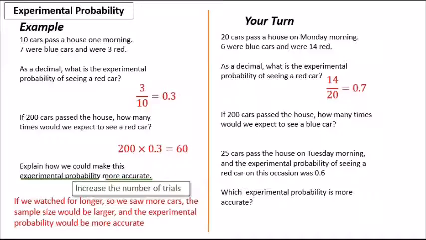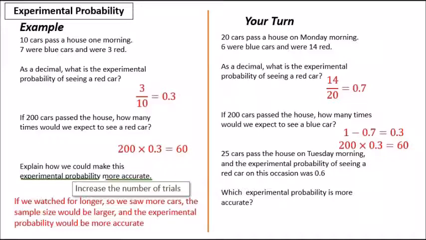If 200 passed the house, how many times would we expect to see a blue car? Well, the probability of a blue car was 0.3 in this case, because we had a probability of 0.7 of seeing a red, because there are only red and blue cars. So if we multiply the 200 by 0.3, which is the experimental probability for the blue, then we should get 60, so we expect to see 60 blue cars.